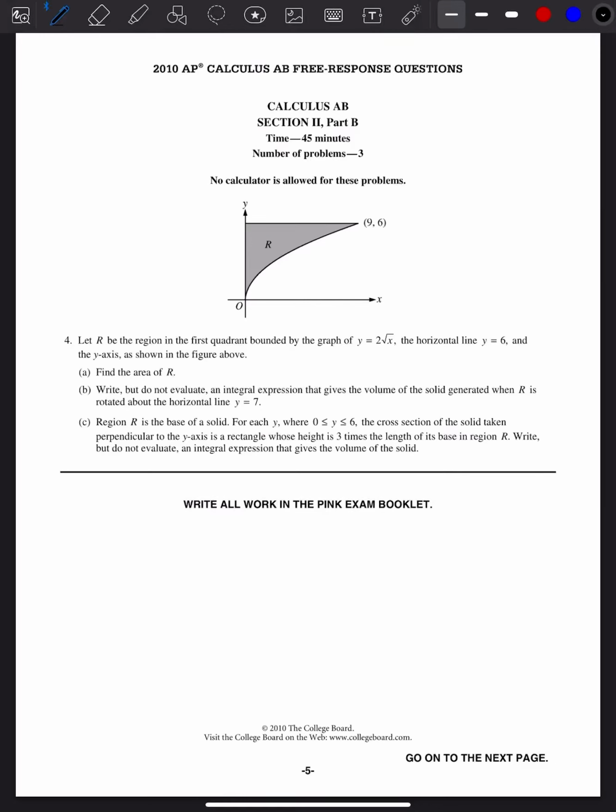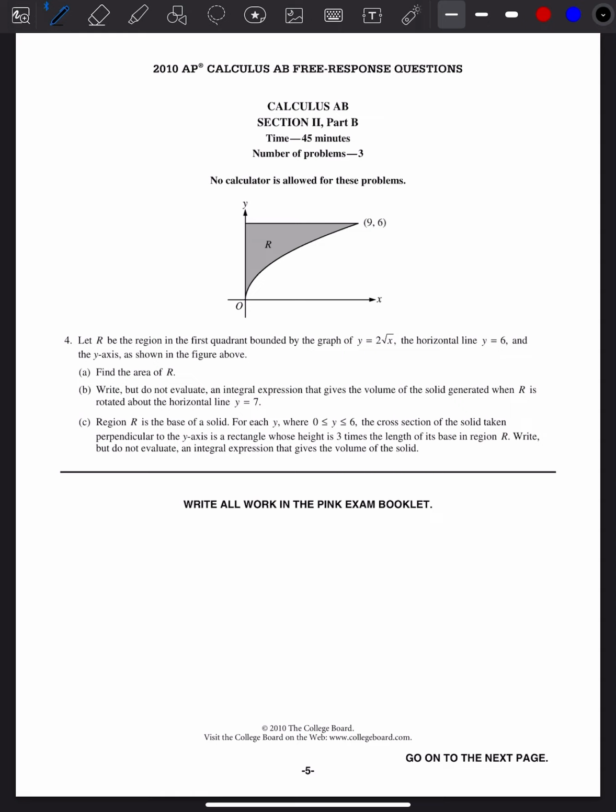Today we're going to be looking at the 2010 AP Calc free response problem about stuff from Unit 8. So we're going to go through each part separately and see what's going on. Let R be the region in the first quadrant bounded by the graph of y equals 2 times the square root of x, the horizontal line y equals 6, and the y-axis as shown in the figure.